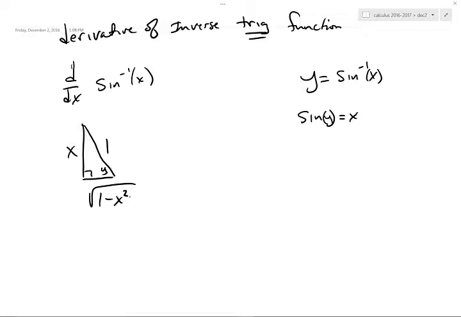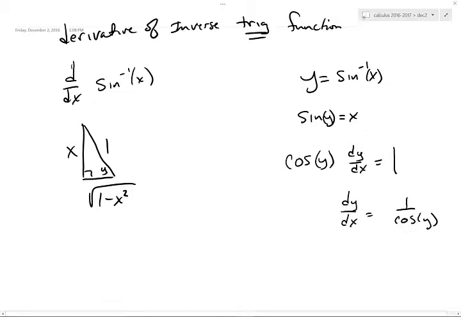Let's take the derivative, shall we? What's the derivative of sine? Cosine of y. Oh wait, but it's y, so I better have a dy dx. And what's the derivative of x? It's 1. And the whole game is to solve for dy dx. So dy dx is 1 over the cosine. And of course, if you understand that, that's just secant, yes? It's the secant of y is what we're saying.